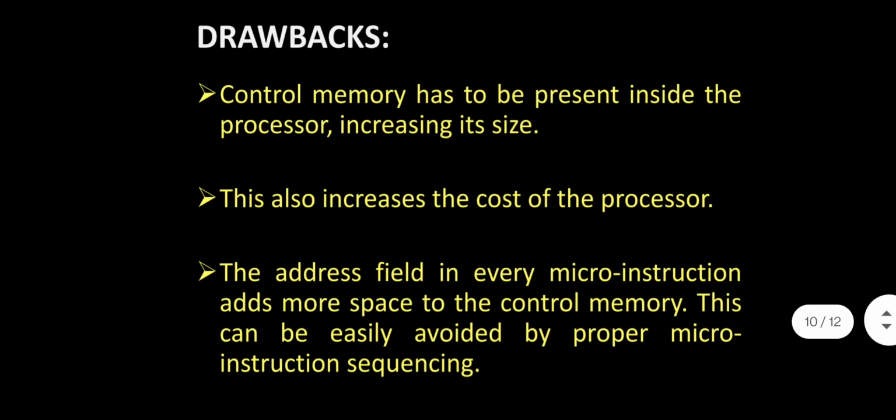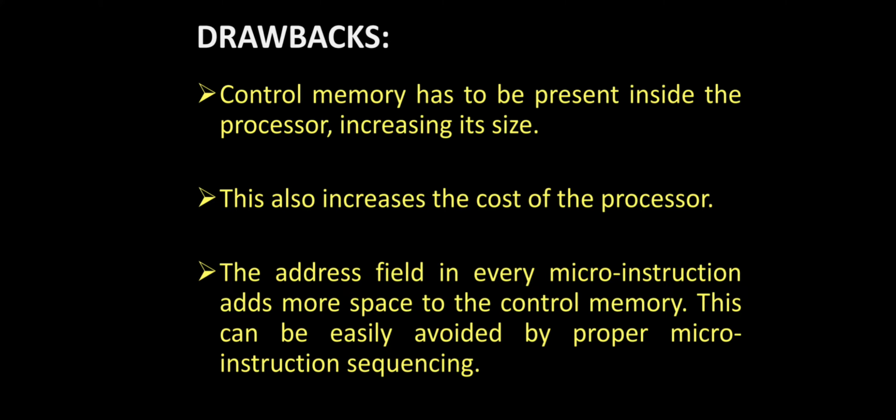There are also drawbacks. The control memory has to be present inside the processor, which increases the size of the processor. That means the control memory needs to be present in the processor. This increases the size of the processor, and it also increases the cost of the processor. As we know, when things increase, the cost also increases. So when the processor size increases, the cost of the processor also increases.